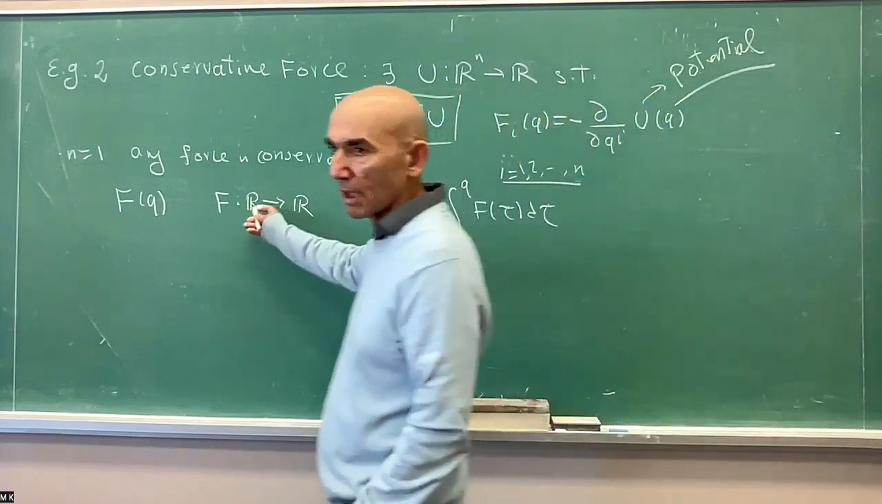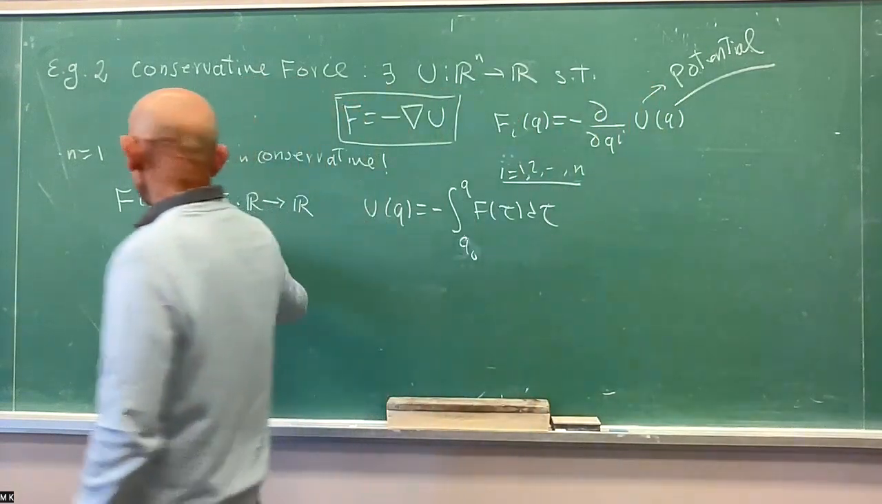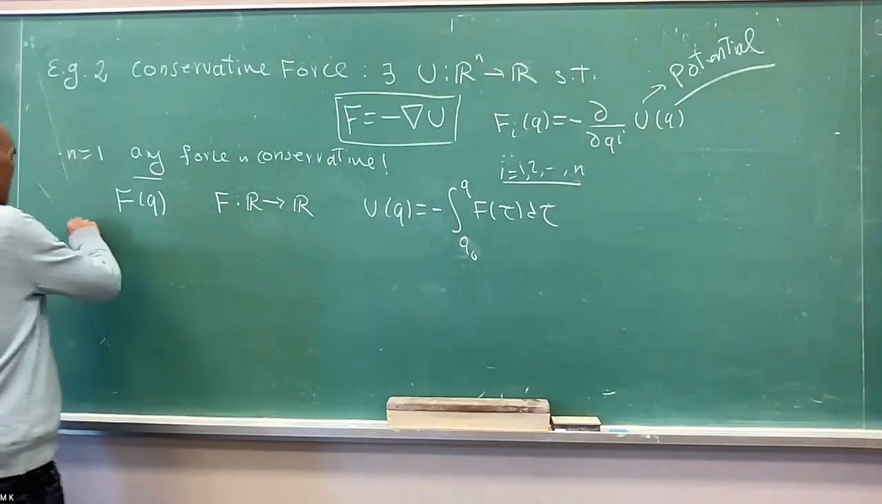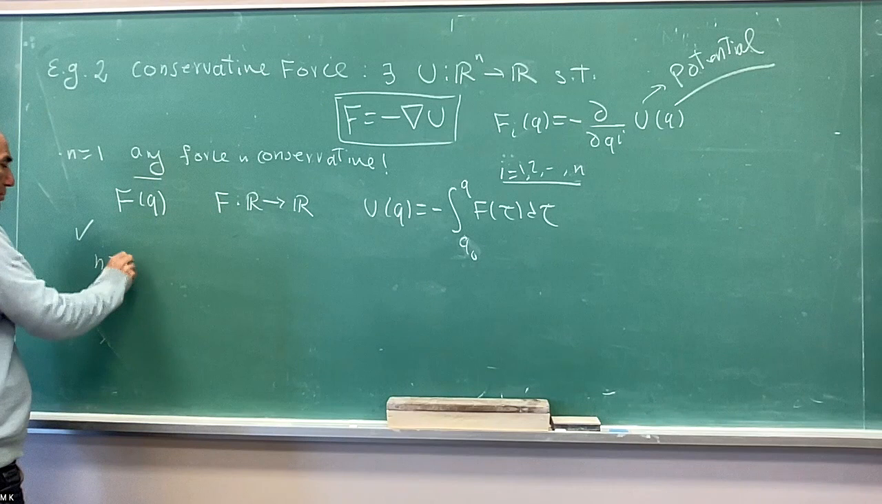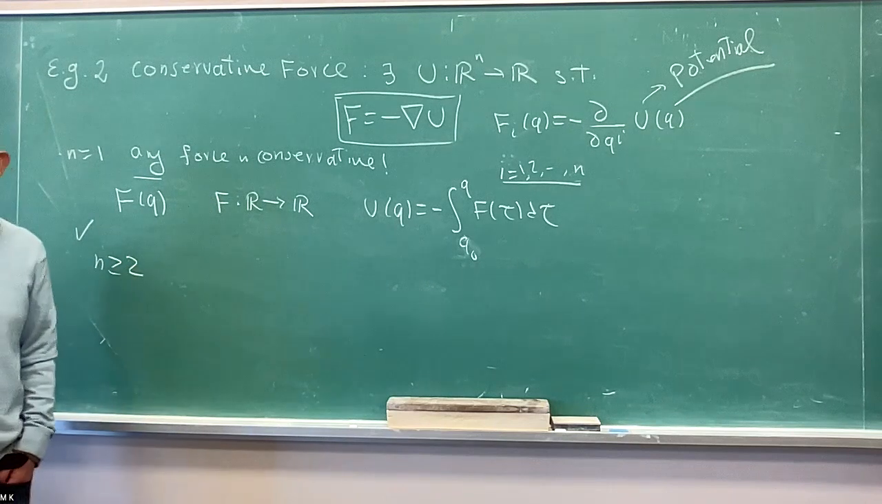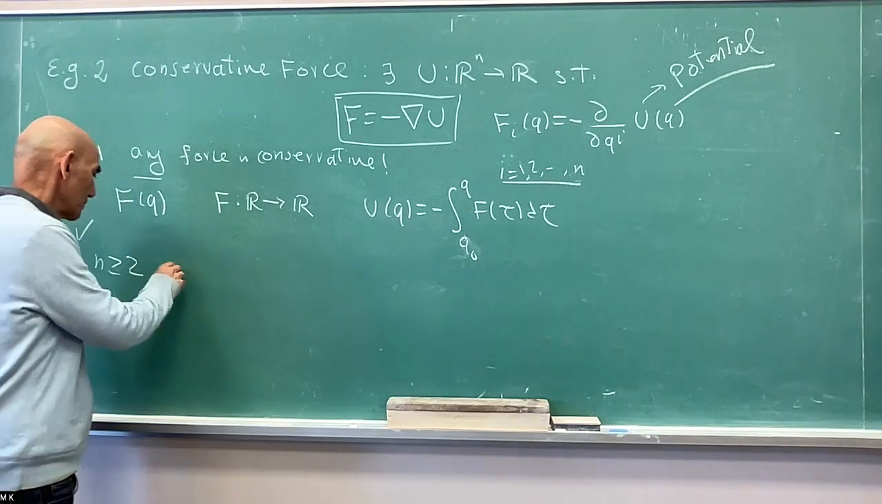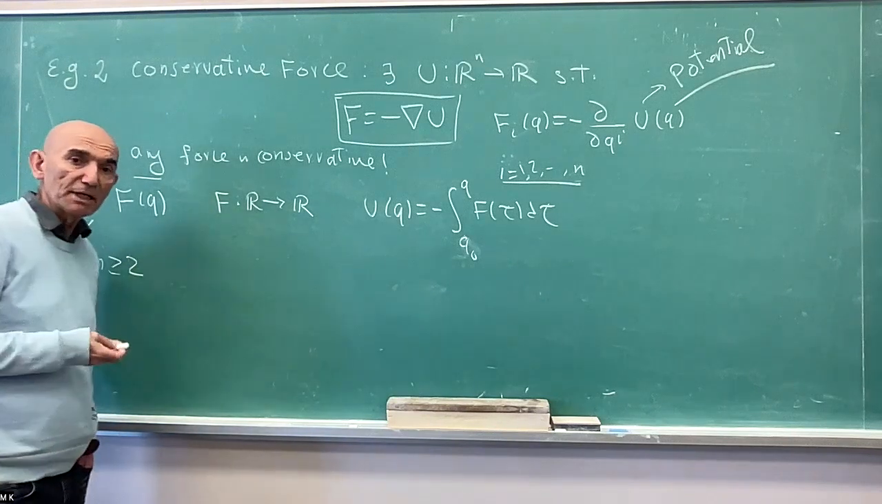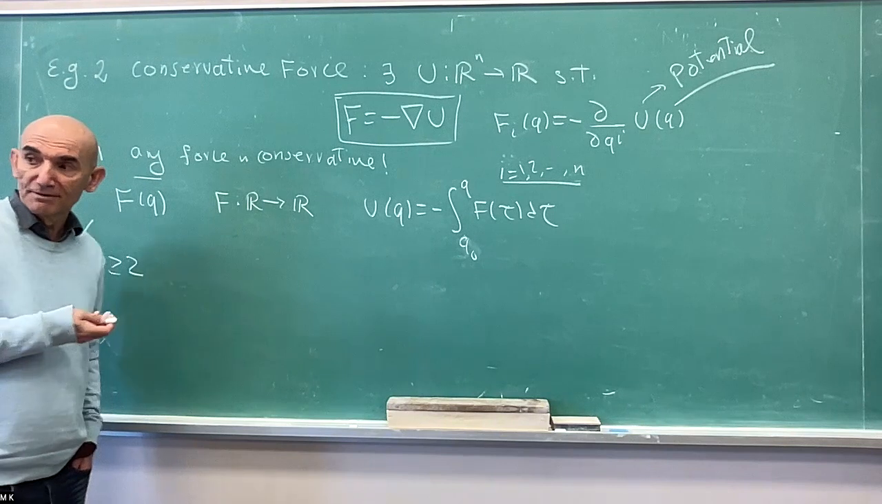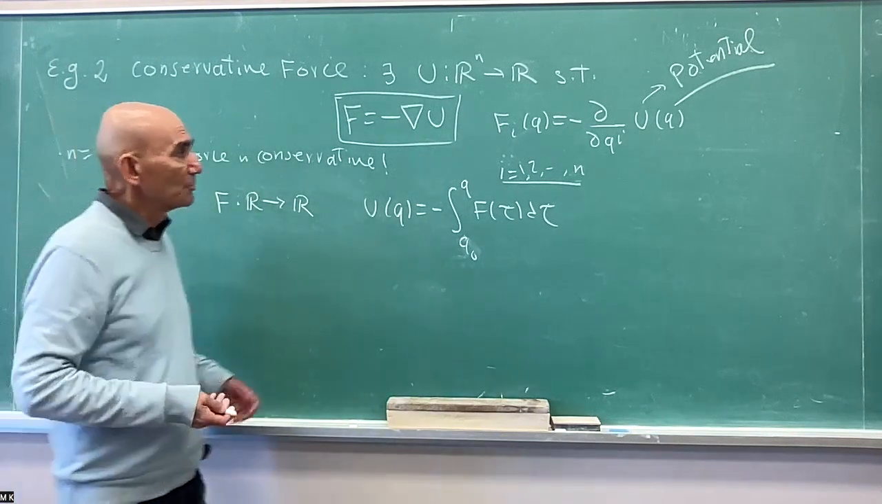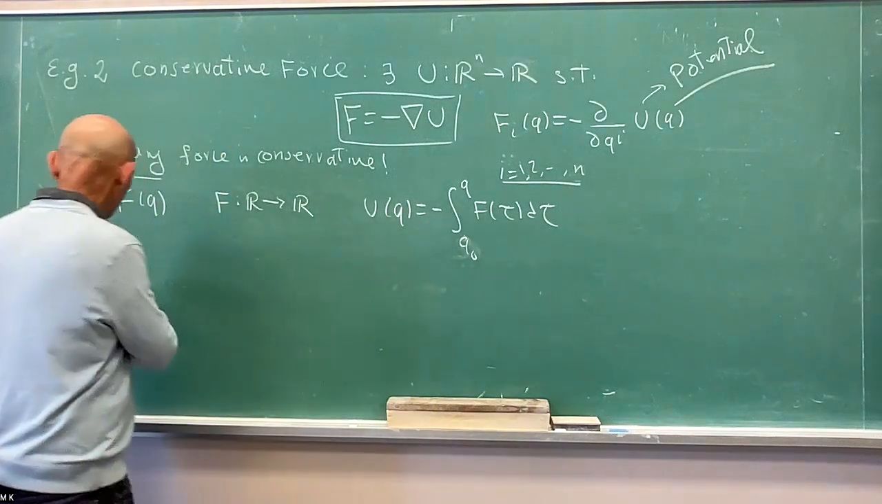So this is pretty good. In one dimension, any force is conservative. But for n bigger than or equal to 2, it is not true that any force is conservative. There are many non-conservative forces. In fact, generically, forces are not conservative. It's very special for a force to be conservative. Why is that?